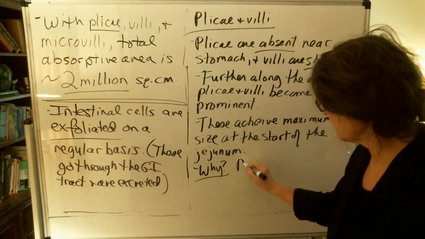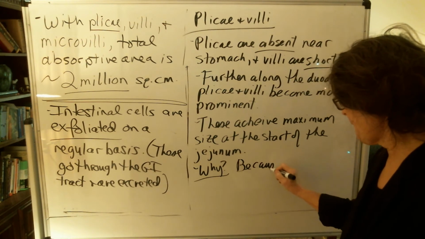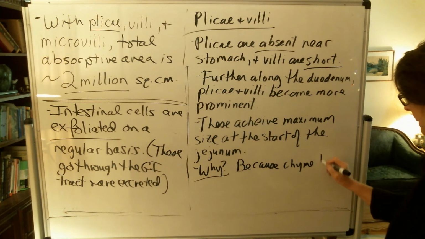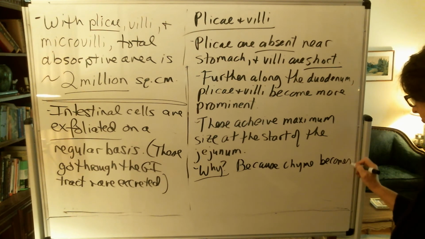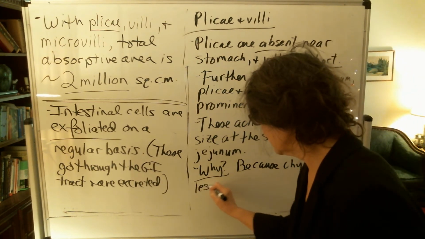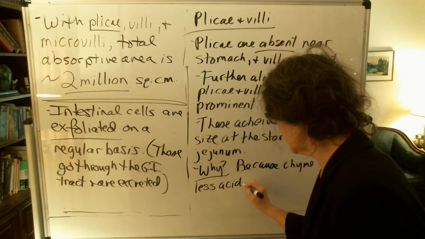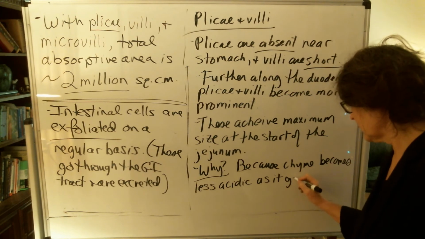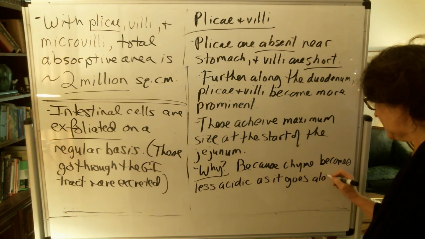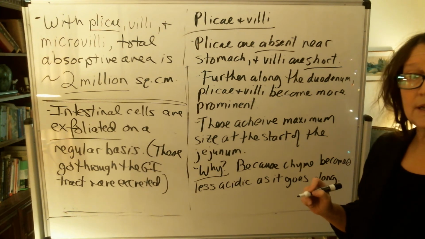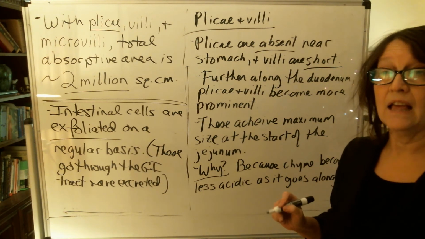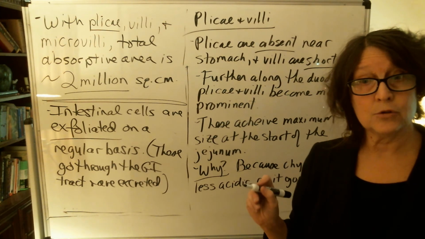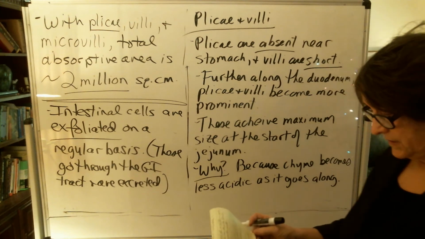So basically, because chyme becomes less acidic as it goes along, it's going to damage the plicae and the villi and so on less as it goes along. And as I said, you need the structures for absorption more as you get absorbable units.